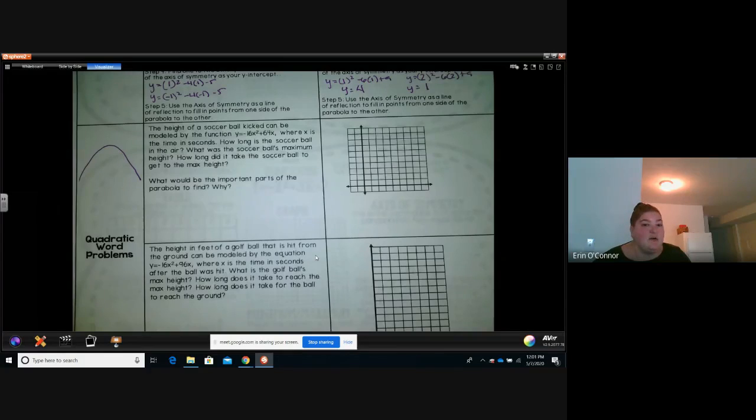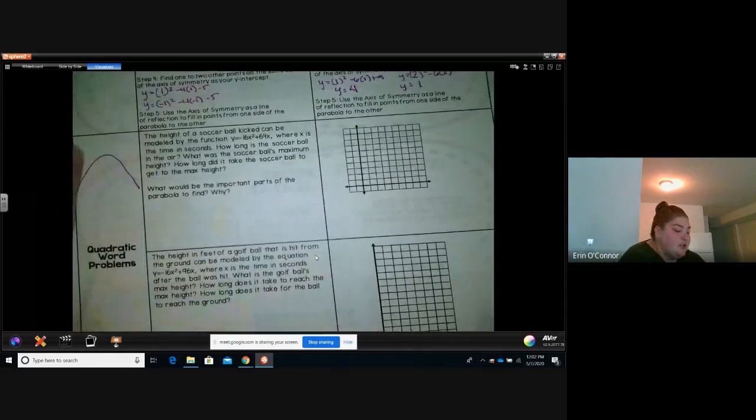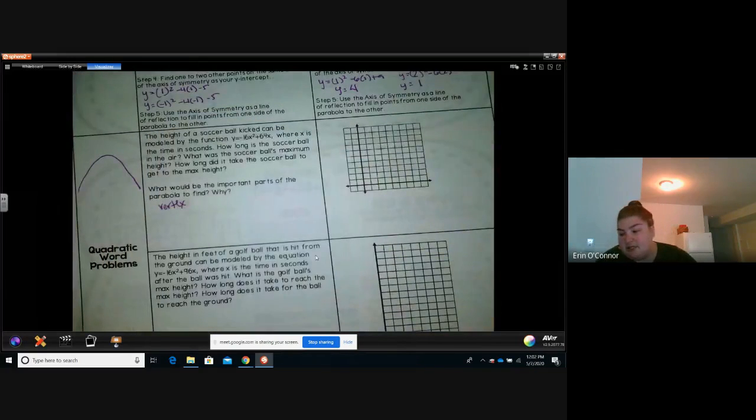How long is a soccer ball in the air? What was the soccer ball's maximum height? How long did it take the soccer ball to get to the max height? What would be the important parts of the parabola to find? Why? So first of all, I need the maximum. The maximum is also known as our vertex. So I'm going to need to know the vertex and the axis of symmetry to be able to find this.